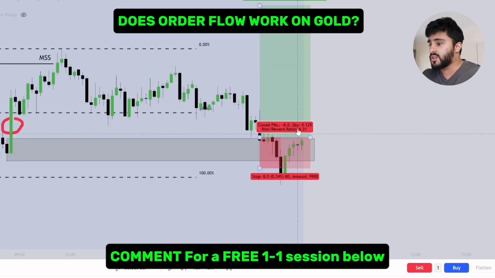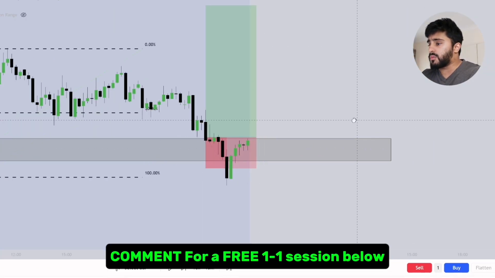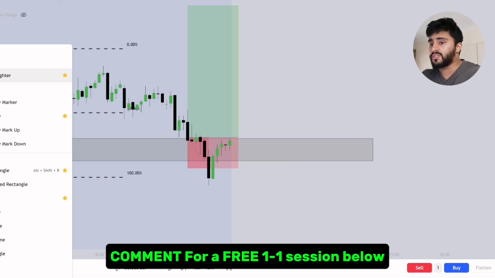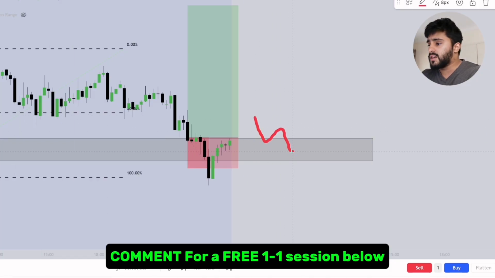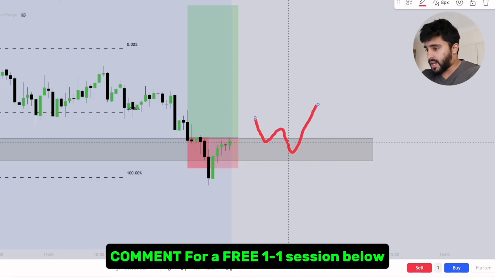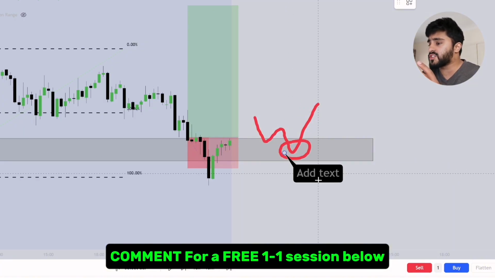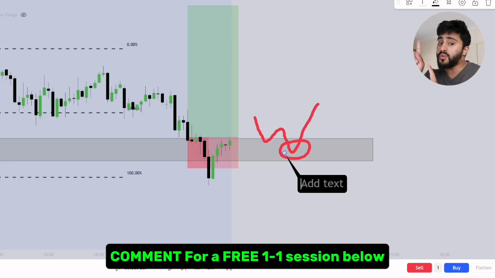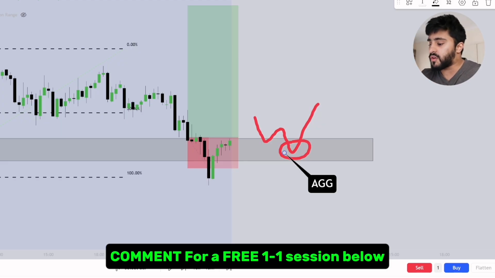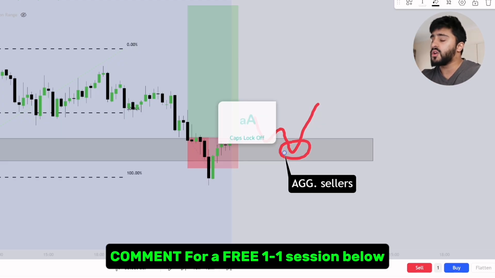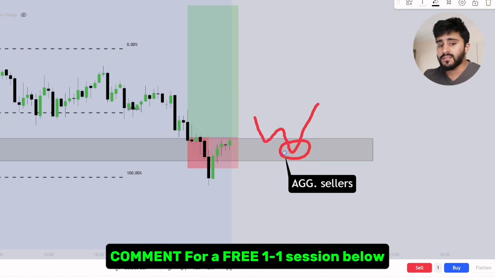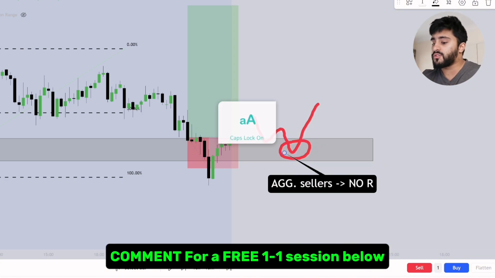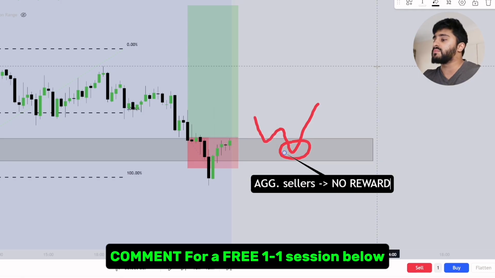When you go into a bullish order block, what are you typically looking for? You want to see price come in, and you're looking for a rejection. This rejection over here is what I've circled. What determines an accurate rejection in the market? An accurate bullish rejection means that we see aggressive sellers. I'm just going to write AGG. We see aggressive sellers that have not been rewarded. So we're seeing aggressive sellers and no reward. The no reward is very important. So what do we mean by that?